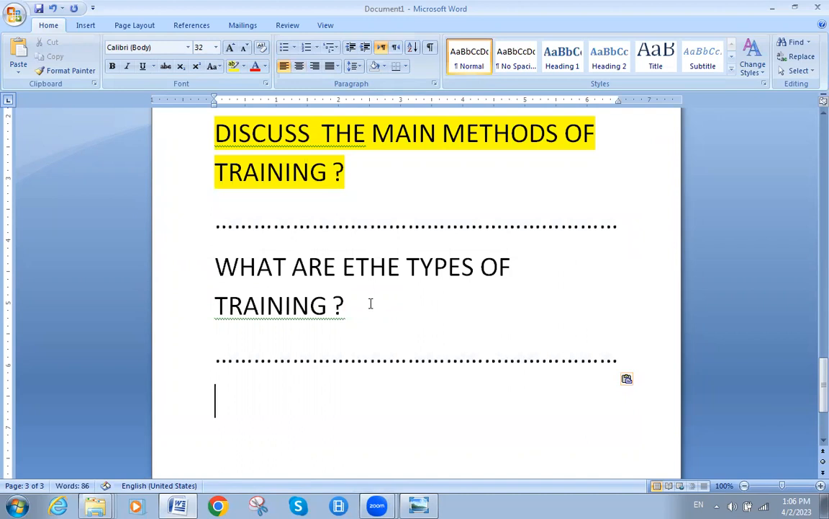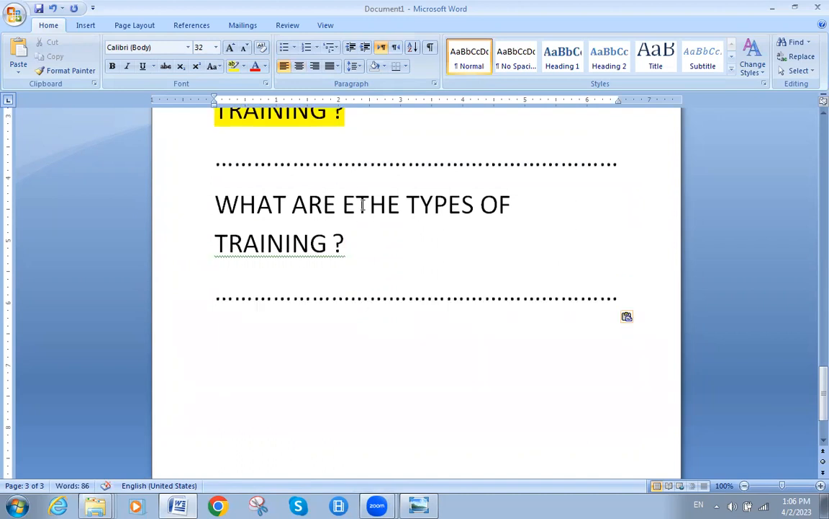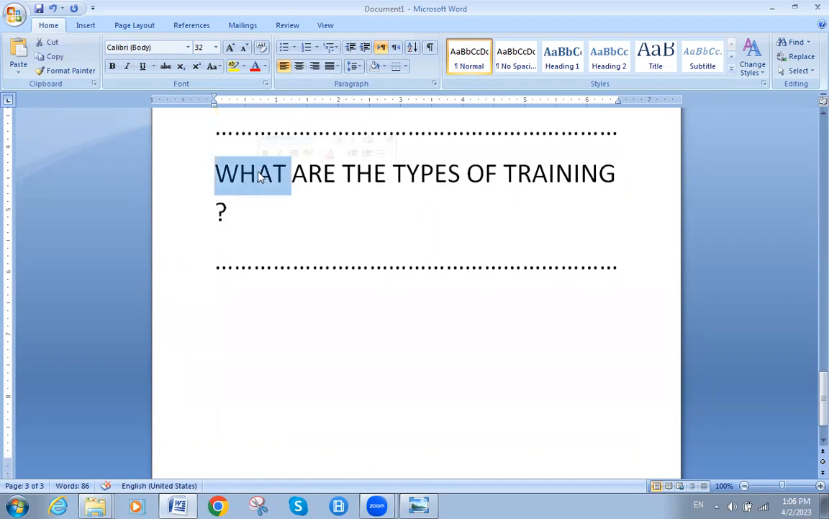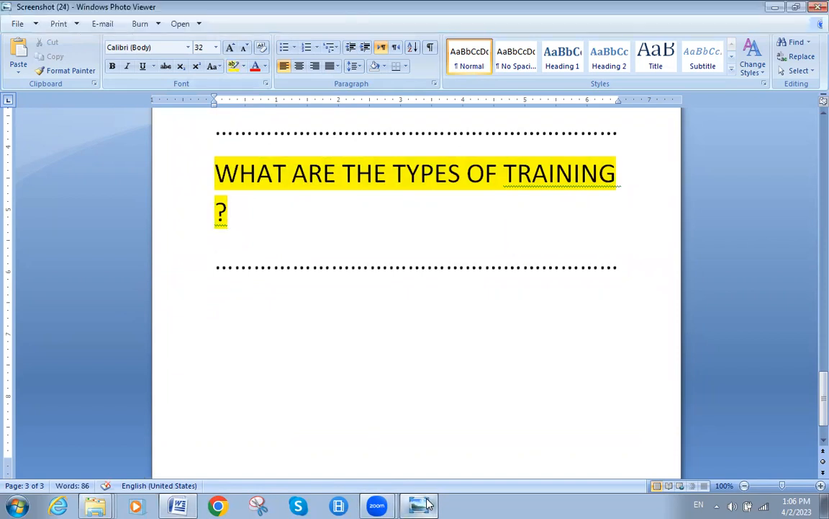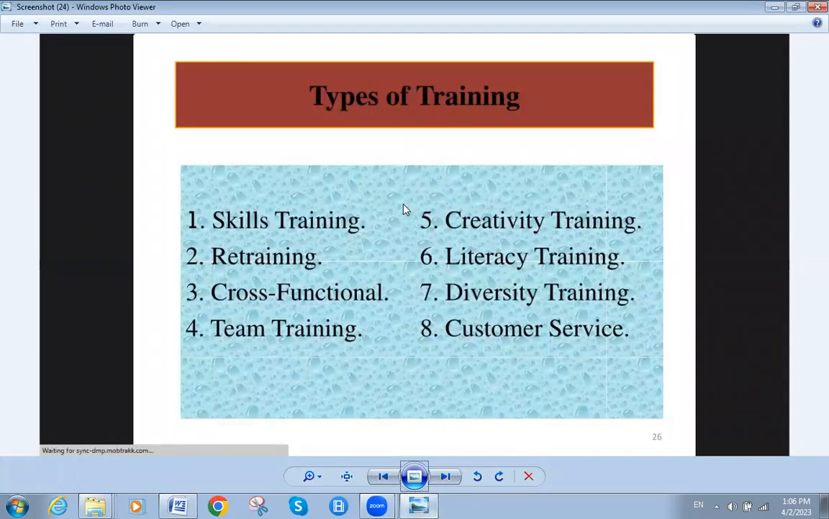Here we go, my dears. What are the types of training? This is the question we are going to work on now. Let me remind you: the types of training are skill training, retraining, cross-functional training, team training, creativity training, literacy training, diversity training, and customer services. Those are the 8 types of training.